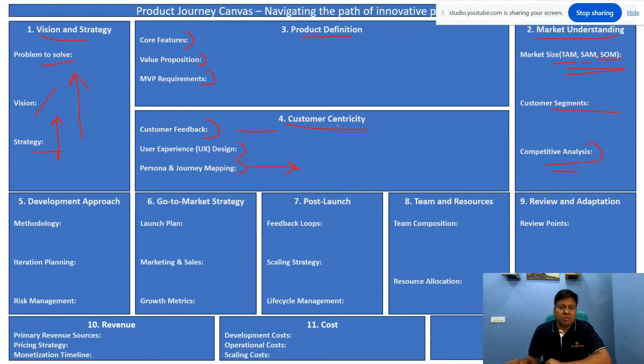So once you figure out the customer journey, what will be your development approach? What methodology are you using? You are using a Scrum, Kanban, or whatever you are using. That methodology should be defined here so that it is very easy. Even you may customize some of the frameworks as well.